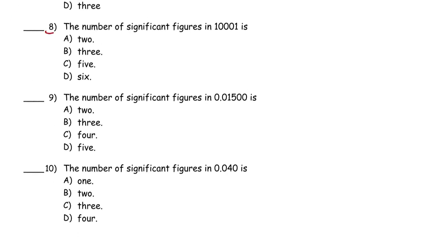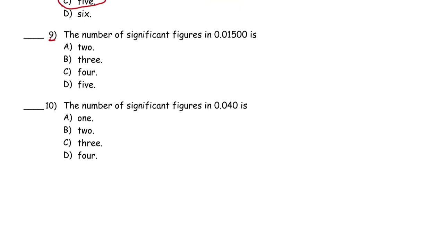Number 8. The number of significant figures in this number. As you see, these zeros are in between numbers, so we count them. So 1, 2, 3, 4, 5. So 5 significant figures. We consider zeros in between as significant figures. So we have here 5 significant figures. Letter C is the right answer.